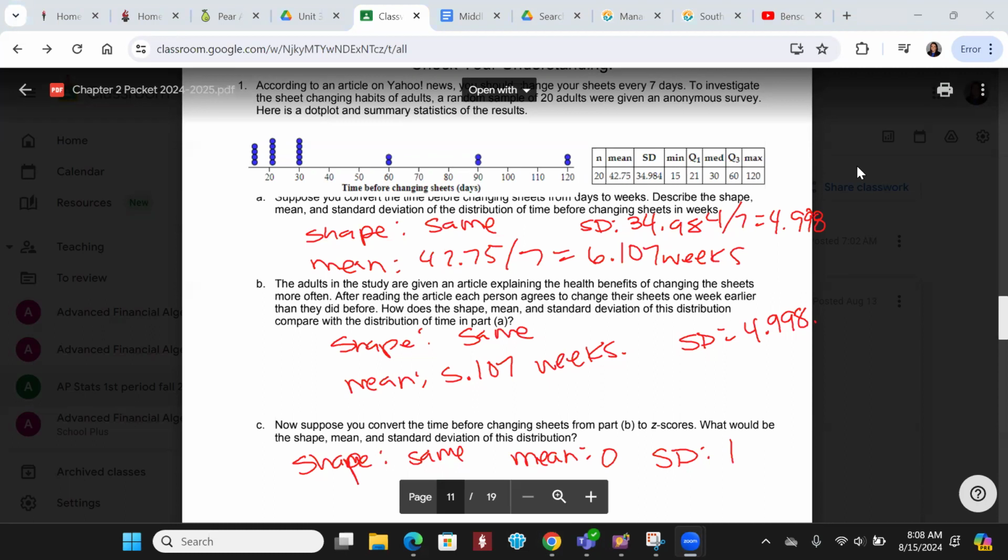Okay. On part B, so the mean is 6.107. Yep. On B, it's the same shape. The mean is 5.107. The standard deviation is 4.998. So it's the same standard deviation as the previous one.